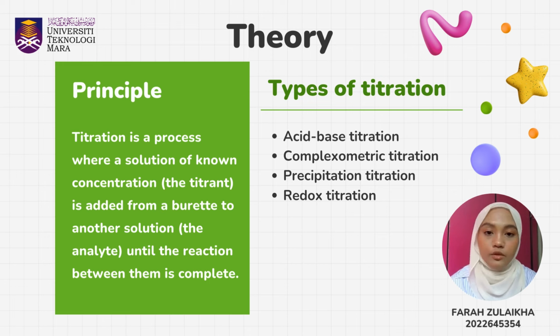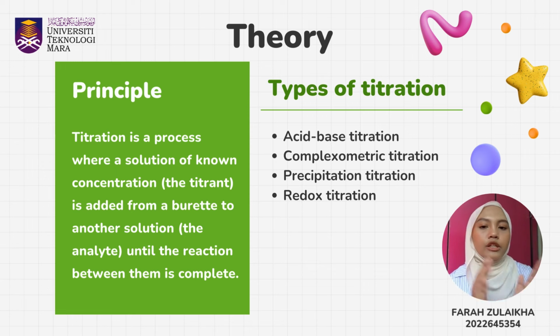Next, precipitation titration. Here, the analyte is precipitated by the gradual addition of a titrant, and the endpoint is detected by monitoring the change in turbidity or using an indicator. And lastly, redox titration. In this type of titration, a reducing agent is titrated with an oxidizing agent or vice versa. The endpoint is usually detected using a redox indicator or by monitoring the change in oxidation reduction potential.